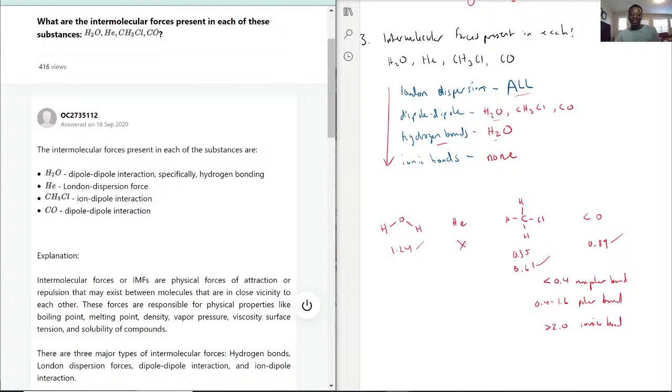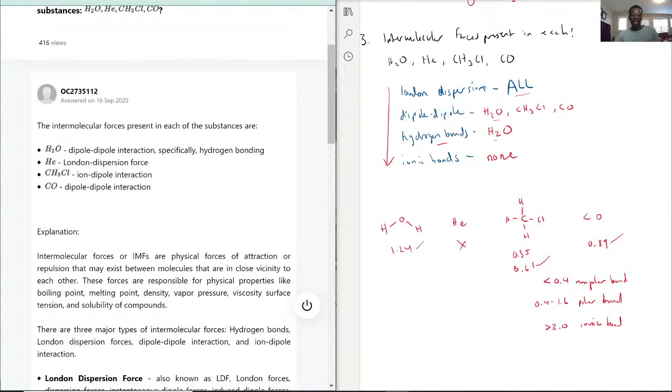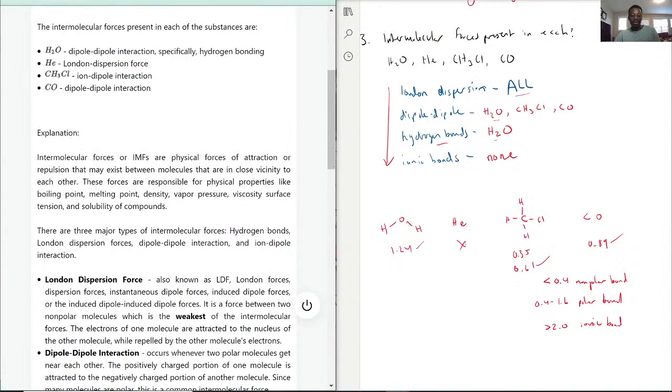CH3Cl is actually just going to be a dipole-dipole interaction, not an ion-dipole interaction. Even in terms of dissociation, you would still have just dipole-dipole interaction. CH3Cl forms those positive and negative ends, the negative being on the chlorine, but it's still just going to be dipole-dipole. And carbon monoxide is also a dipole-dipole interaction, okay?